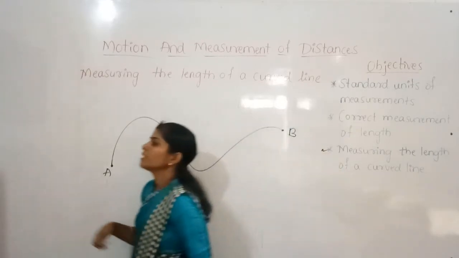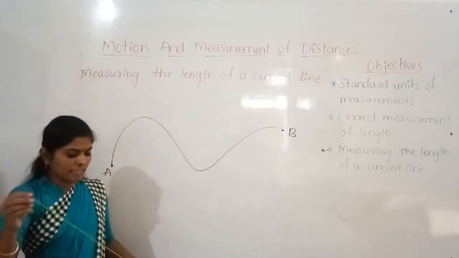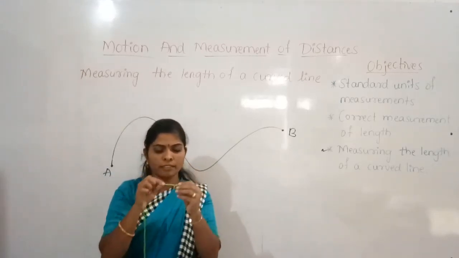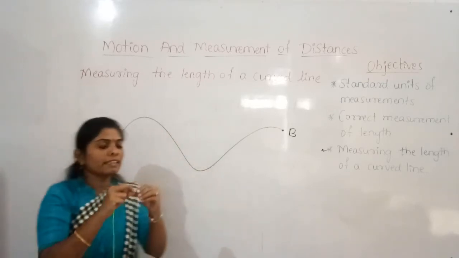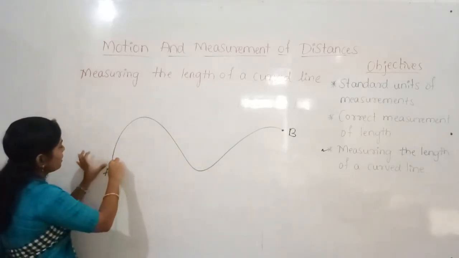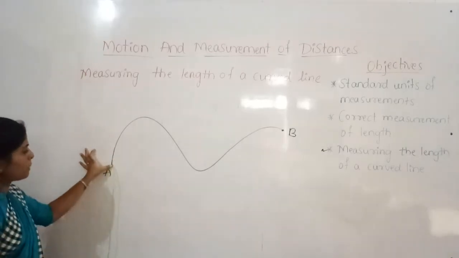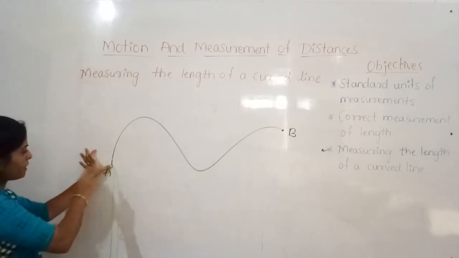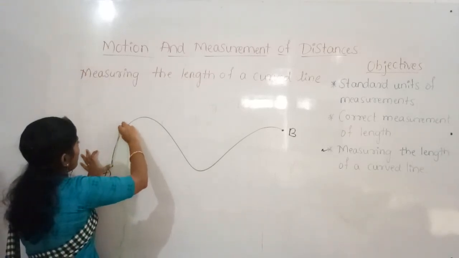So for that you have to take a thread. Okay, so like this we just take a thread and make a knot here. So we just have to start. Keep this knot here and tightly keep your finger here, dot your finger here, and then just go on measuring like this.